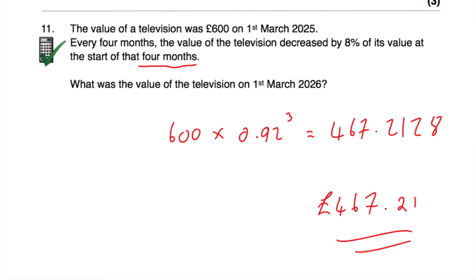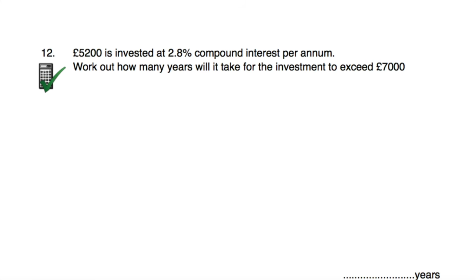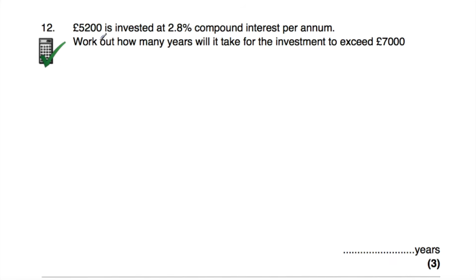Okay, let's look at our next question, question number 12. Question number 12 says that £5,200 is invested at 2.8% compound interest per annum. And we've been asked to work out how many years it will take for the investment to exceed £7,000.